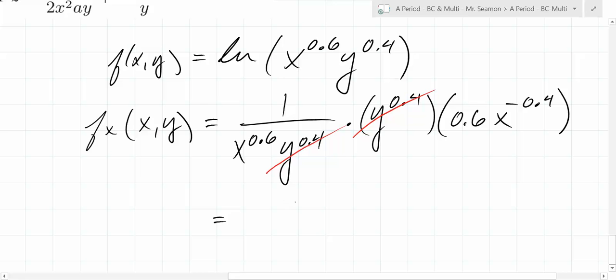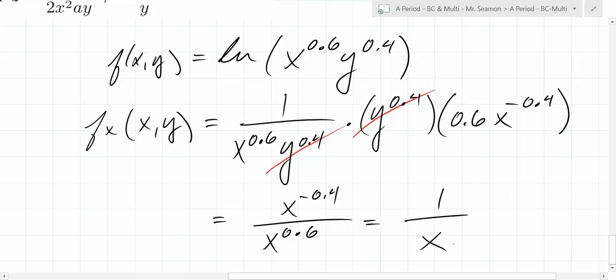Well, it's going to be x to the negative 0.4 over x to the 0.6, right? Which is x to the negative 1, right? 0 to the negative 1 is undefined. Oh, and what's left? I'm sorry, you're right. There's also the 0.6. So what's left on top? 0.6. That's pretty cool.